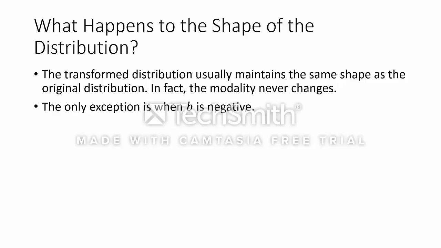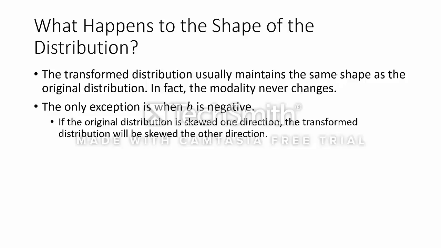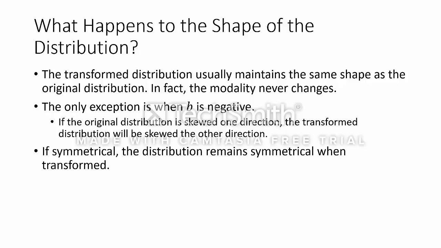The only exception is when b is negative. A positively skewed distribution will become negatively skewed if b is negative, and vice versa. However, perfectly symmetrical distributions will stay symmetrical despite this negative b value.